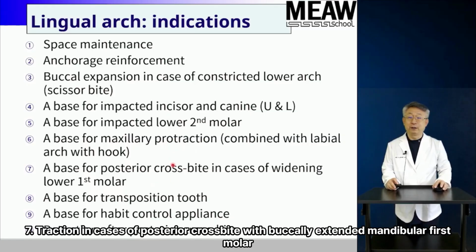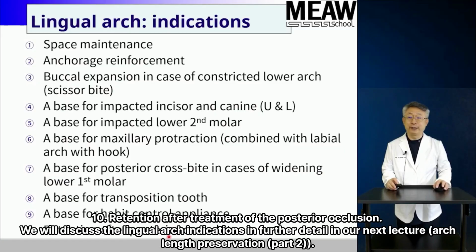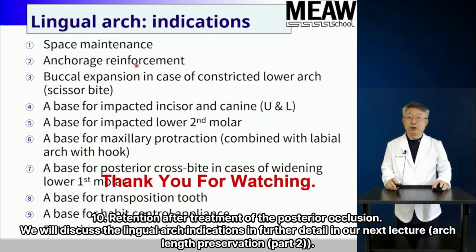7. Traction in cases of posterior crossbite with buccally extended mandibular first molar. 8. Traction of transpositioned teeth. 9. Habit control appliances for sticking out tongue, sucking fingers, etc. 10. Retention after treatment of the posterior occlusion. We will discuss the lingual arch indications in further detail in our next lecture, Arch Length Preservation Part 2.